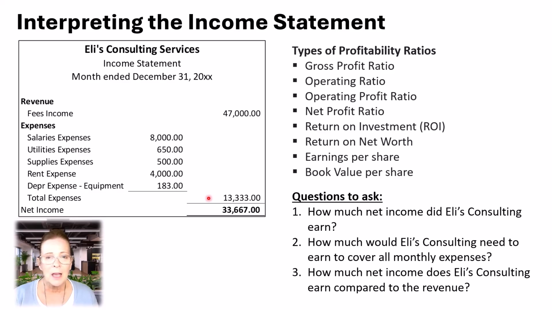$13,333. How much net income does Eli's Consulting earn compared to the revenue? That would be $33,667 divided by $47,000, or 72%. Or to say that another way, for every dollar that Eli's Consulting earned from customers, 72 cents was left after paying expenses. What were the largest expenses of the business? Salaries and rent expenses. Combined, those expenses are $12,000, representing 90% of all expenses.